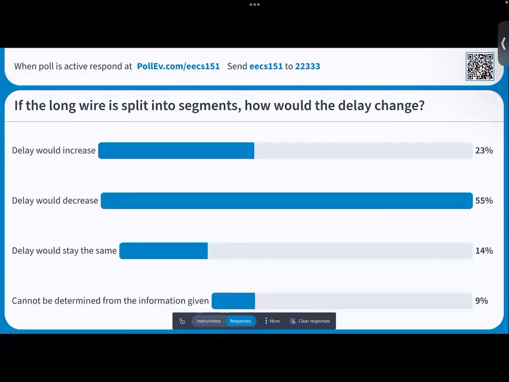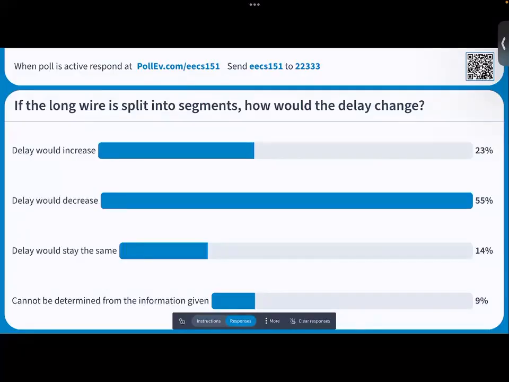It looks like the majority of folks are saying that the delay would decrease if you split up that wire. Interesting. Does someone want to give an argument for why the delay would decrease? Or is that wrong? Does someone want to give an argument for why it would increase, which is the next most popular option? Some of you are right. Any thoughts? Yes.